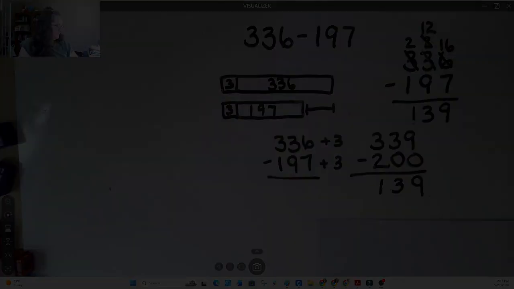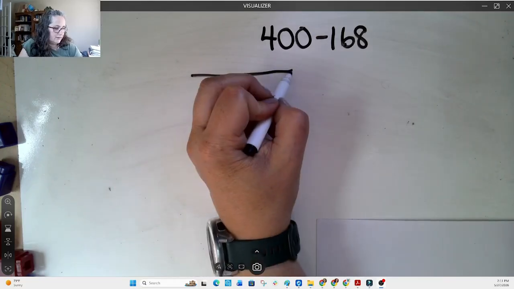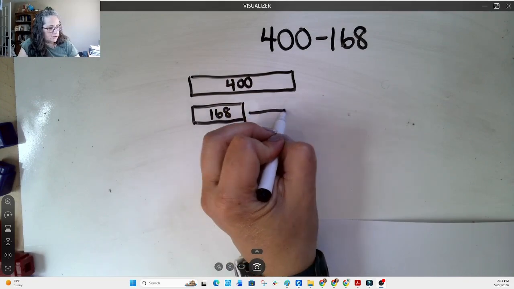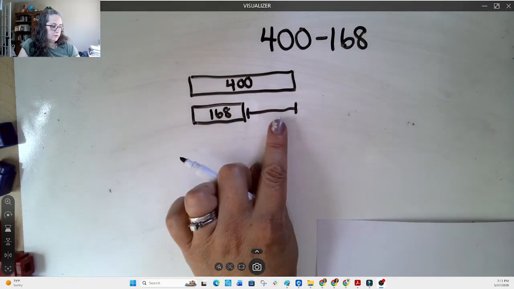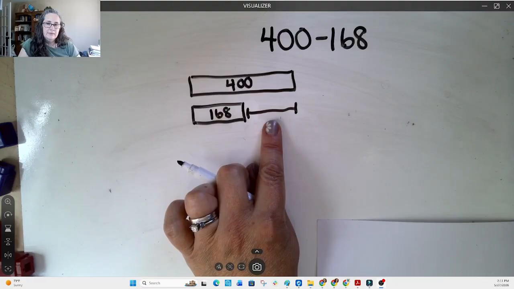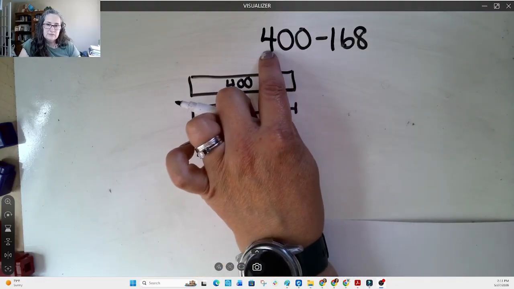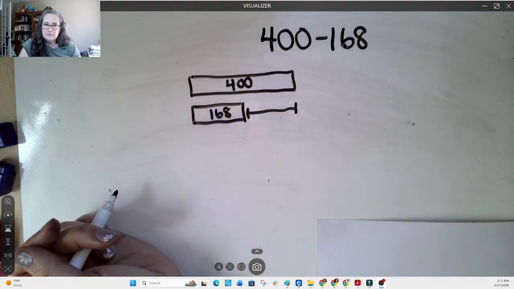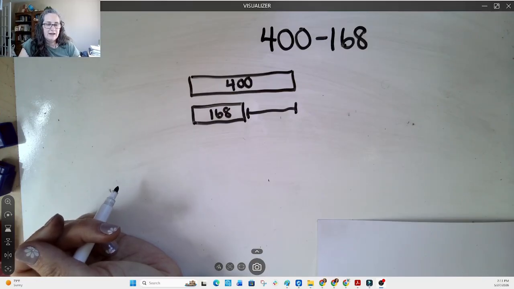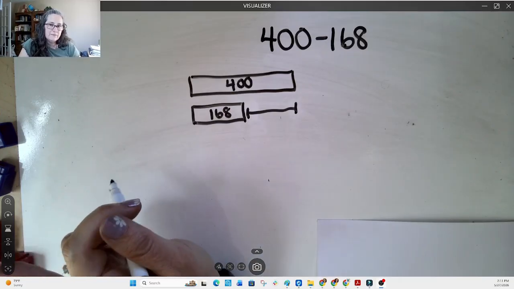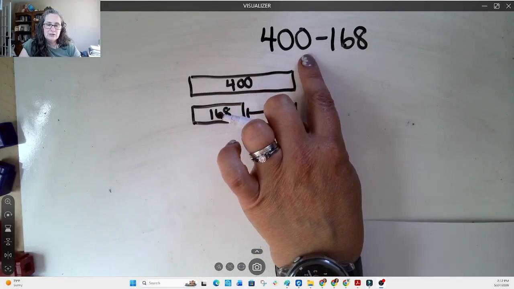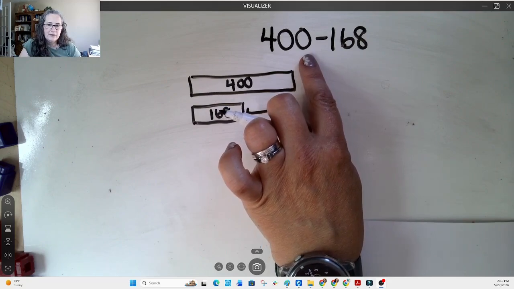Let's try one more. This time we have 400 minus 168. We are trying to find the difference between 400 and 168. This is going to require, because of all these zeros, a lot of renaming and regrouping. So let's think about what strategy we could use that would help us. Adding a number here isn't super helpful because we'd have to add a lot. But what if I subtract 1? 1 less than 400 is 399, and that saves me from all my regrouping.